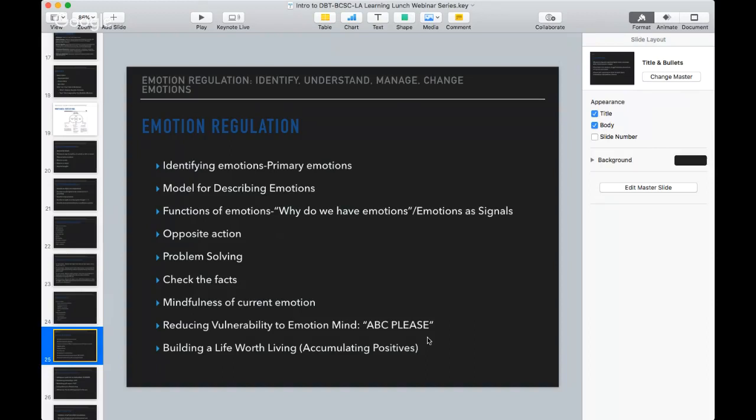Checking the facts. This is a little bit of a CBT type skill where some people may be in their emotion mind and assuming something's true just because they're feeling that way. Checking the facts goes through actually looking at the facts of the situation to assess whether or not they have an accurate assessment of the situation.